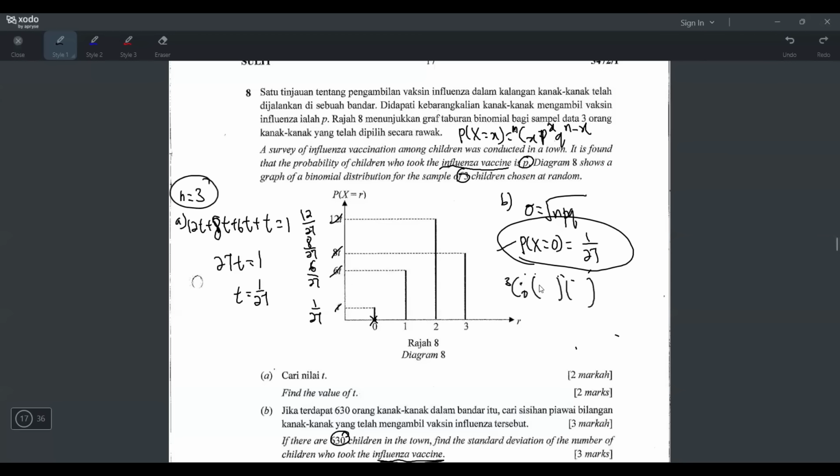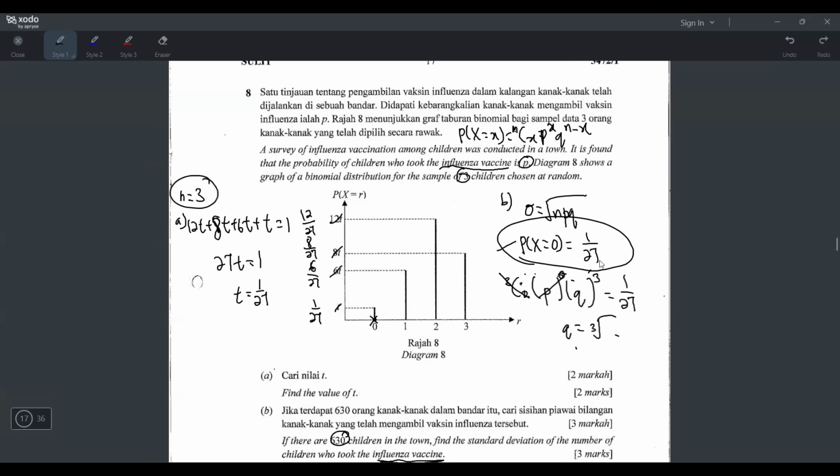The probability of success is P, and I'm trying to find P. And then this is the probability of failure Q, which I don't have either. The power here is the same as the power down here, which is 0. Then the power is 3 minus 0, which is 3, and then 1 over 27. What is 3C0? It is 1. And P to the power 0 is also 1. So you are just left with Q to the power 3 is 1 over 27.